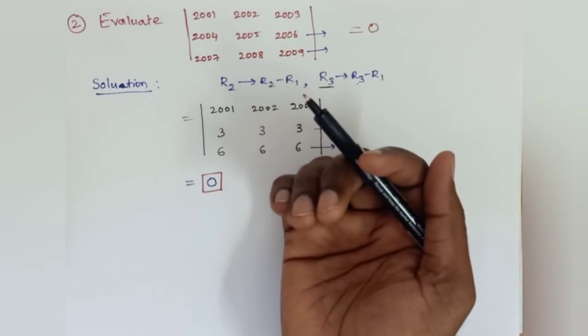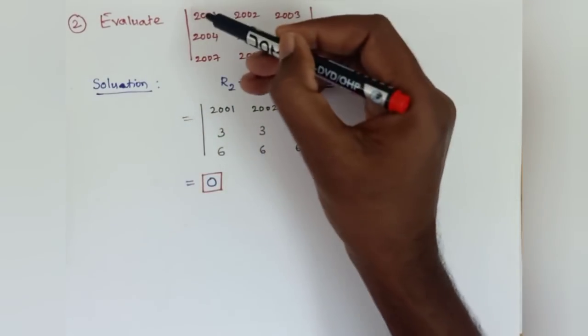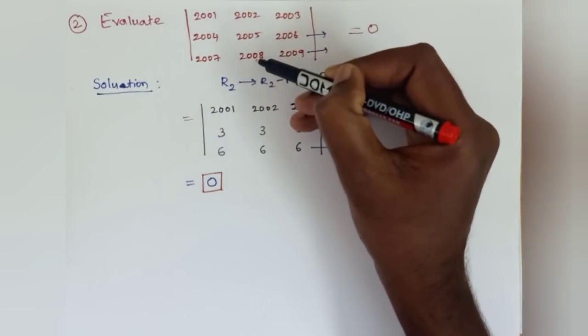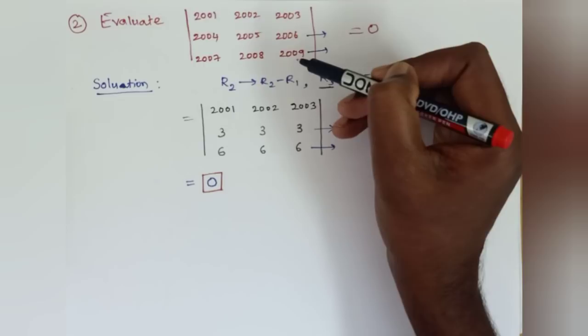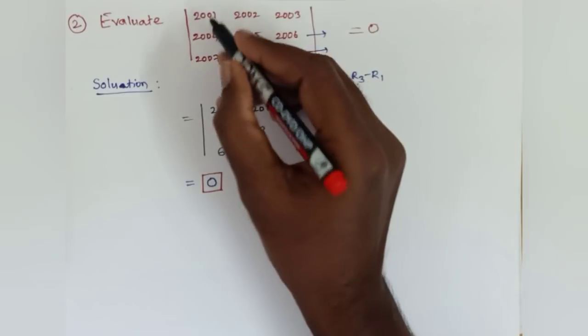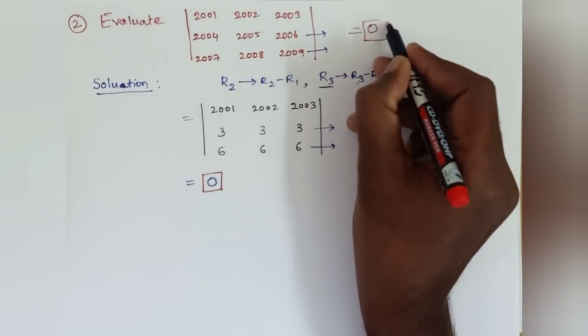You may have a doubt: what if the elements are column wise, like 2001, 2002, 2003, 2004, 2005, 2006, 2007, 2008 and 2009? It is the same manner. You can observe it column wise, 1, 2, 3, 4, 5, 6, 7, 8, 9. So directly you can write this as 0.